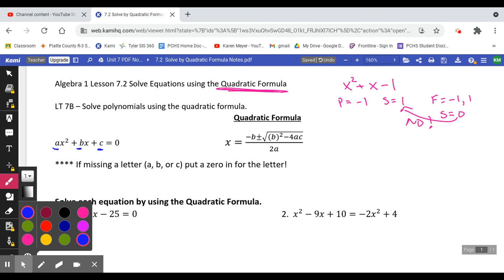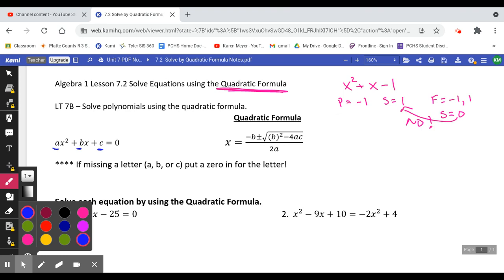X equals -b, which -b just stands for opposite of b. And then we have a new symbol. We have a plus over a minus sign. So we call that plus or minus. And then we have square root. Underneath the square root in parentheses, we have b squared minus 4 times a times c. And the whole thing is over 2 times a.